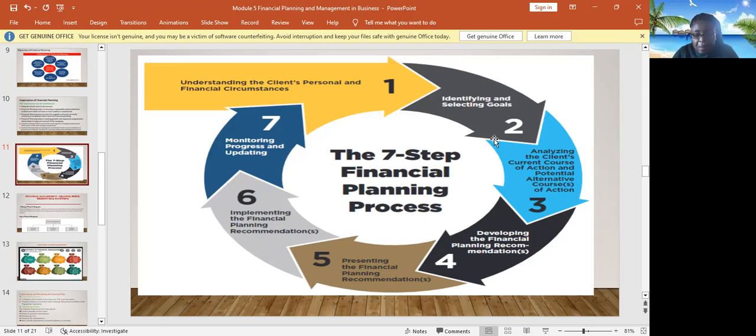Then the fifth one is presenting the financial planning recommendation. You develop it and then present it. This is what entails in my company. Then the sixth step is implementing the financial planning recommendations. You have to put it into practice. The seventh, but not the last, or the last but not the least, is monitoring progress and updating. Monitor your financial progress and update it.